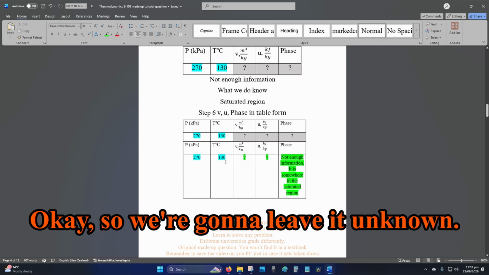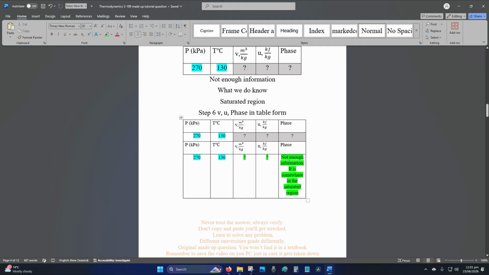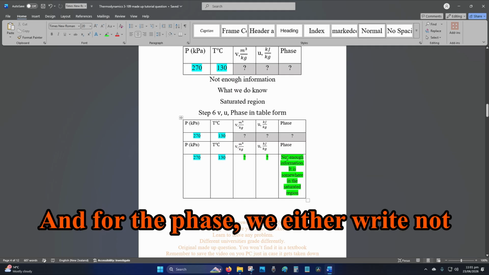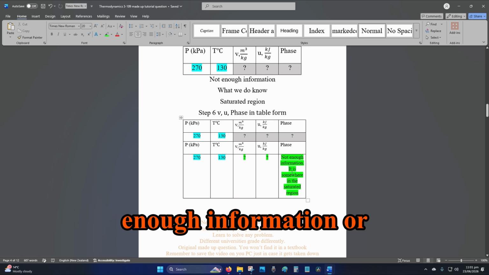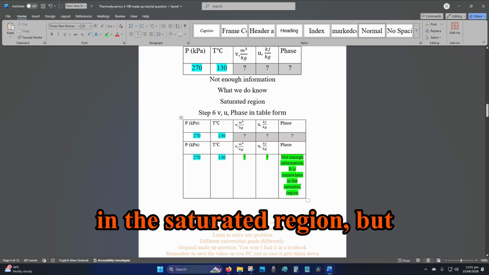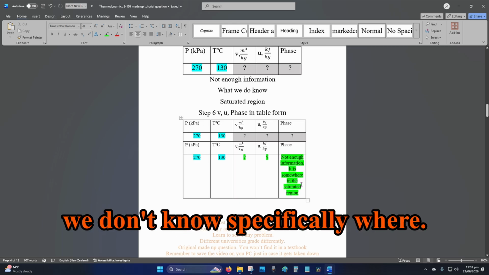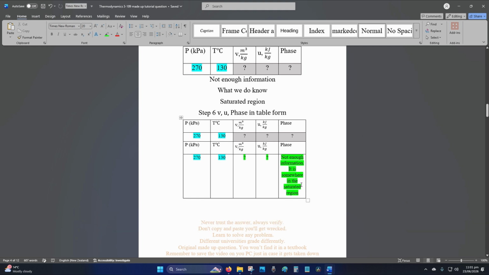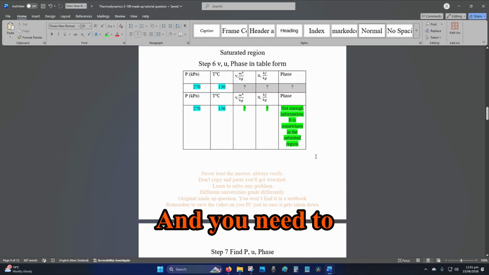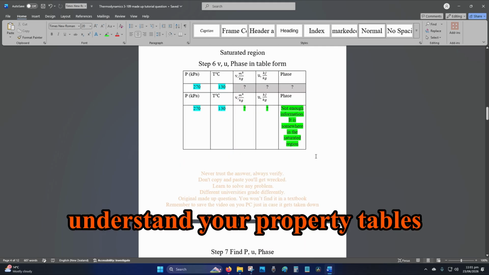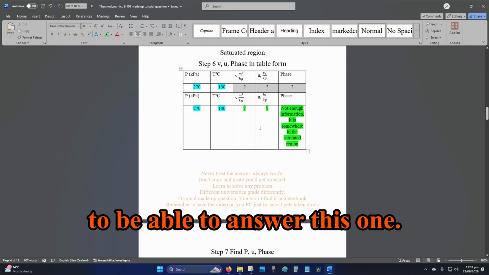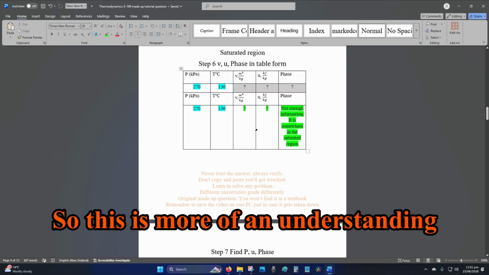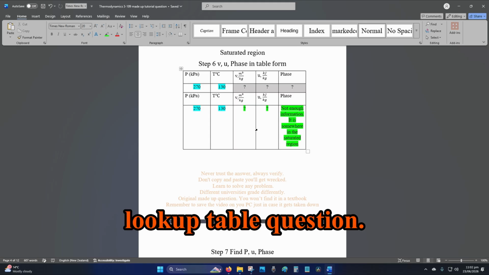Okay, so we're going to leave it unknown. And for the phase, we either write not enough information, or we write it is somewhere in the saturated region, but we don't know specifically where. So this is a trick question, and you need to understand your property tables to be able to answer this one. So this is more of an understanding question rather than a lookup table question.